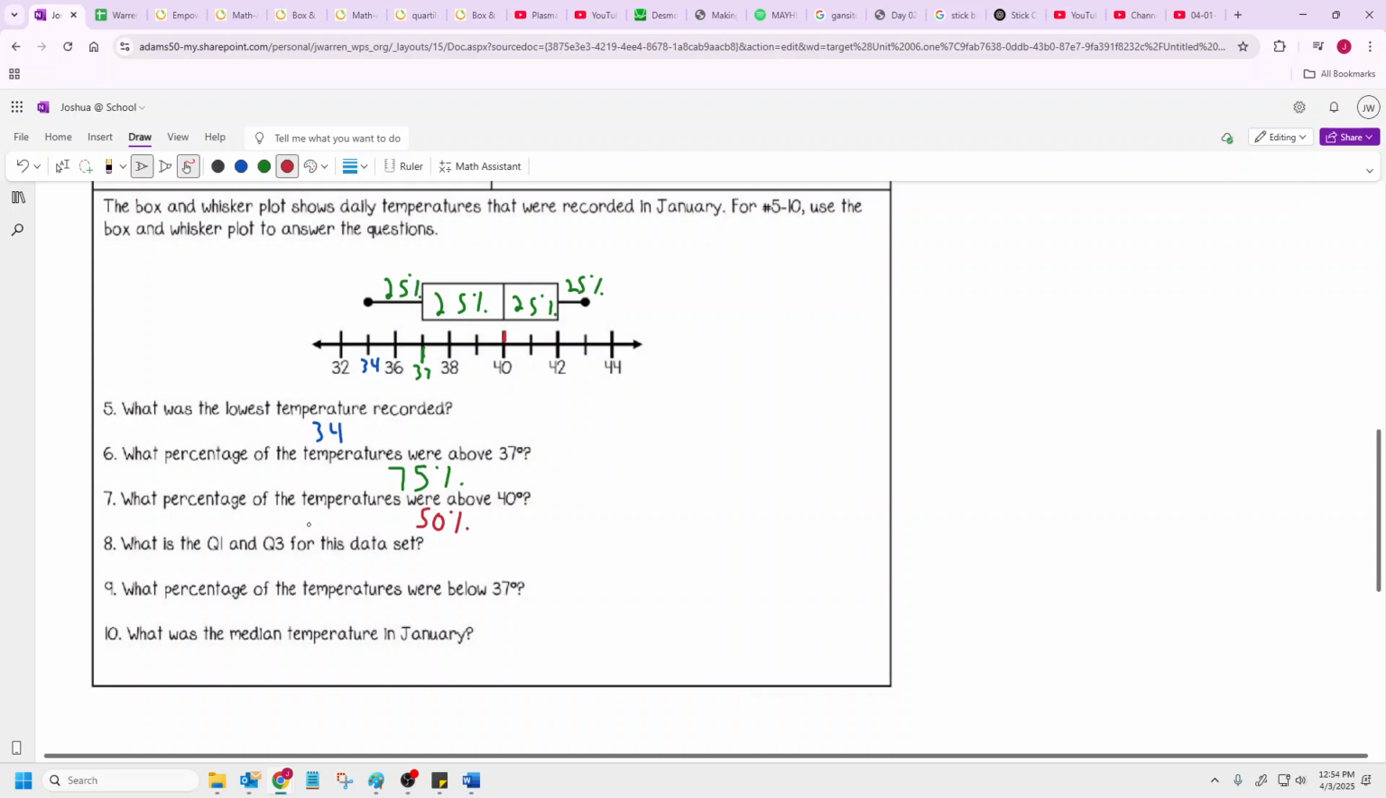Now let's go to problem 8. What is the Q1 and Q3 for the data set? Remember, your Q1 is always going to be at the beginning of the box. This is your Q1. And your Q3 is right here.